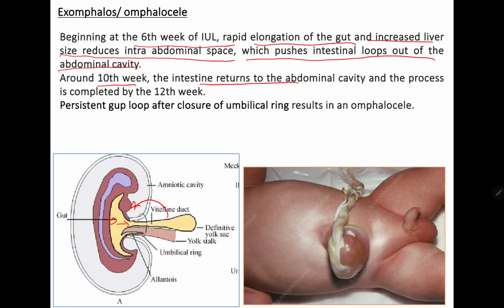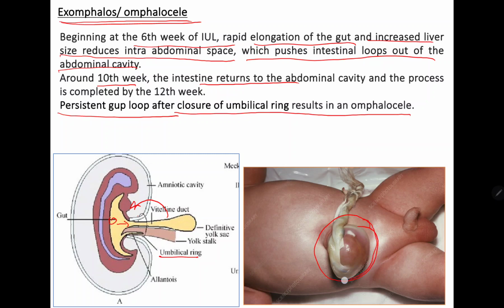If it does not go back, the persistent loop remains after the closure of the umbilical ring. This persistent loop, which is found out of the umbilical ring and seen at the umbilicus, is known as exomphalos or omphalocele.